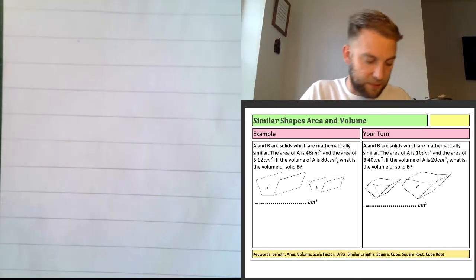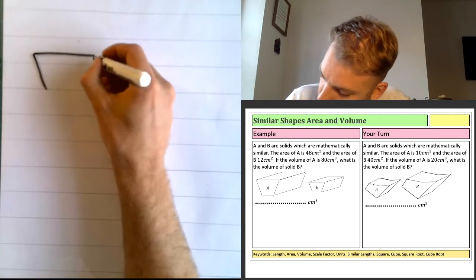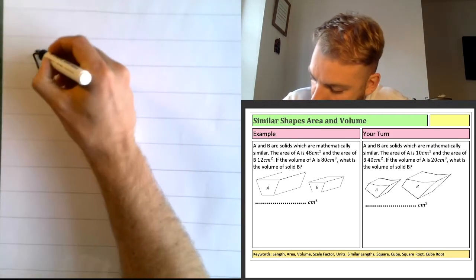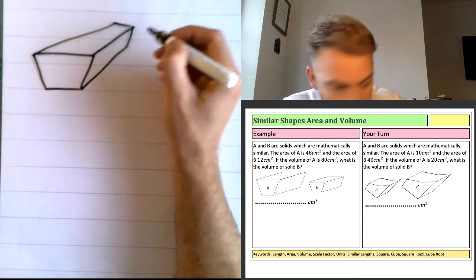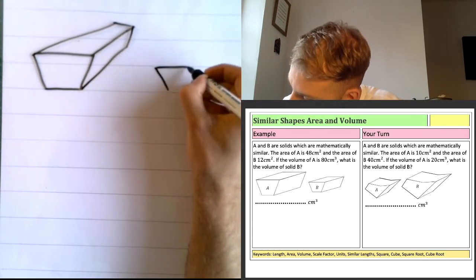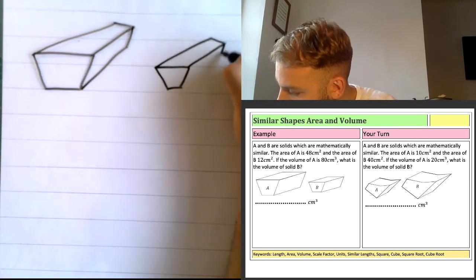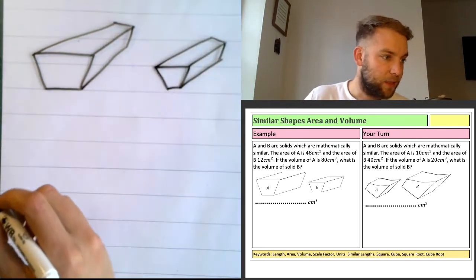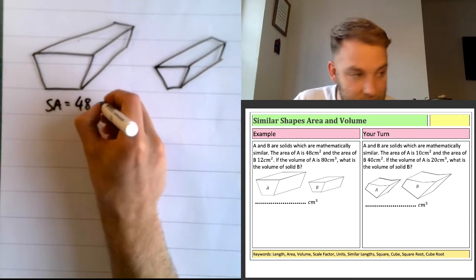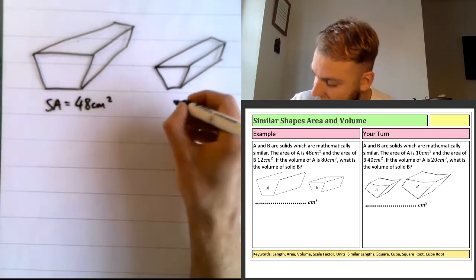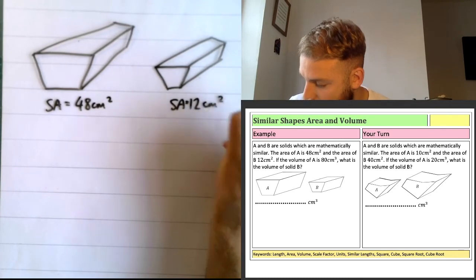Okay, let's have a look at it together then. So I've got 2 prisms, like so. There's one. There is another one. This one's smaller, but they are similar. And it tells you that the surface area of A is equal to 48 centimetres squared, and the surface area of this one is equal to 12 centimetres squared.